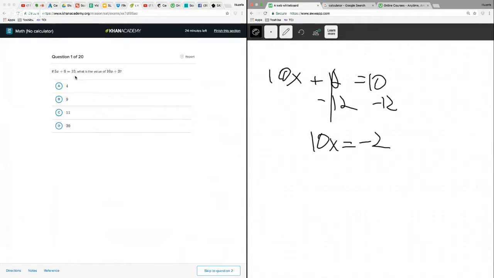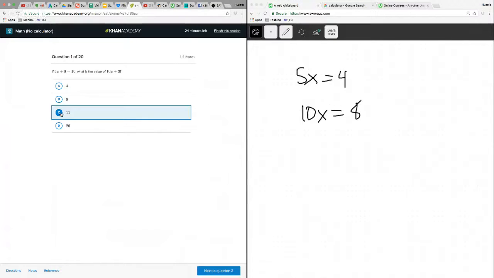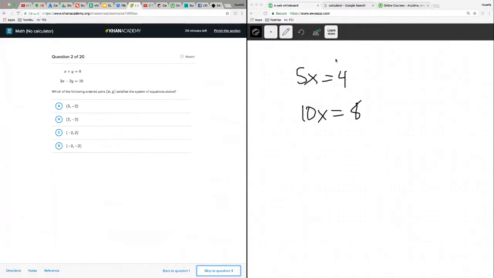So 10x equals, oh, I must have done something wrong. Let me back up for a second. 5x equals 4. Yeah, I did do something wrong. 5x equals 4, so 10x equals 8, because that has to double to 20, and I messed that up. So 10x equals 8, and you just swap that in. 8 plus 3 is 11, and that's C. Okay, there we go. Next one.